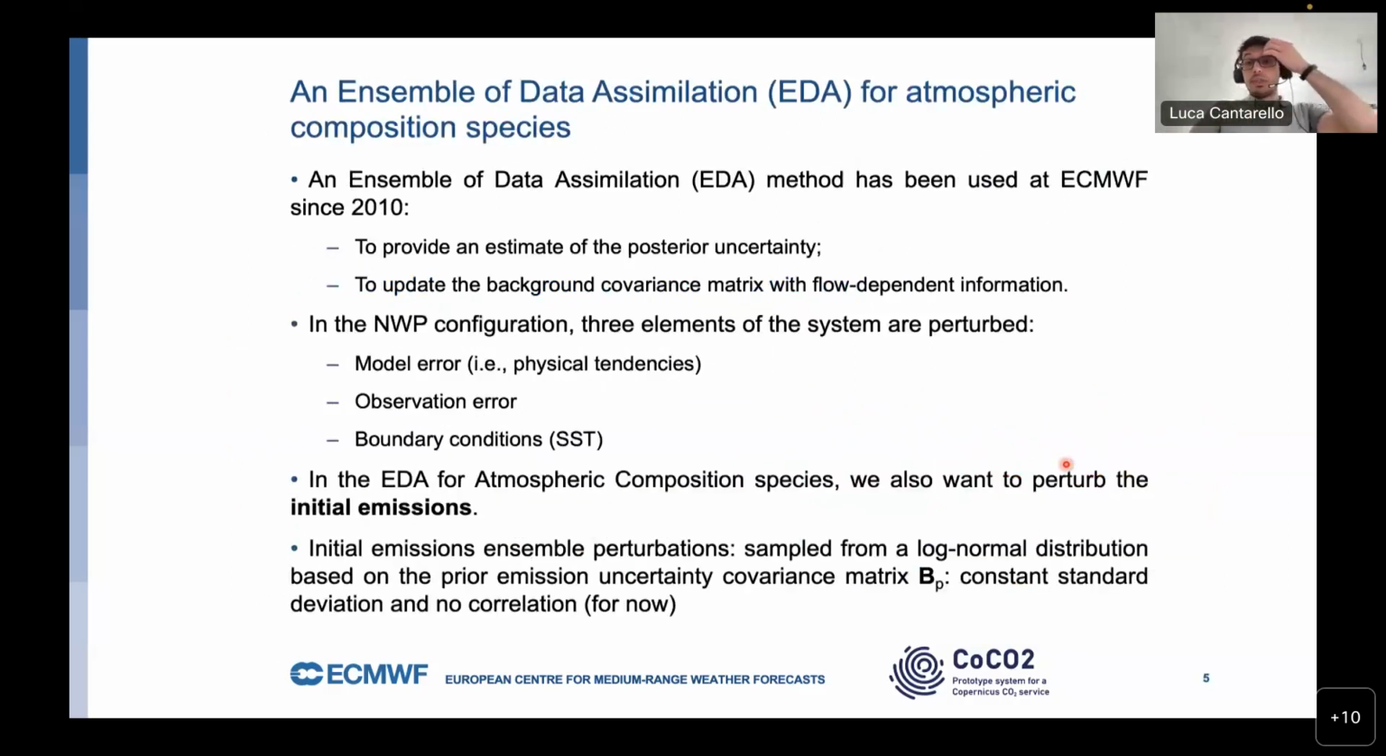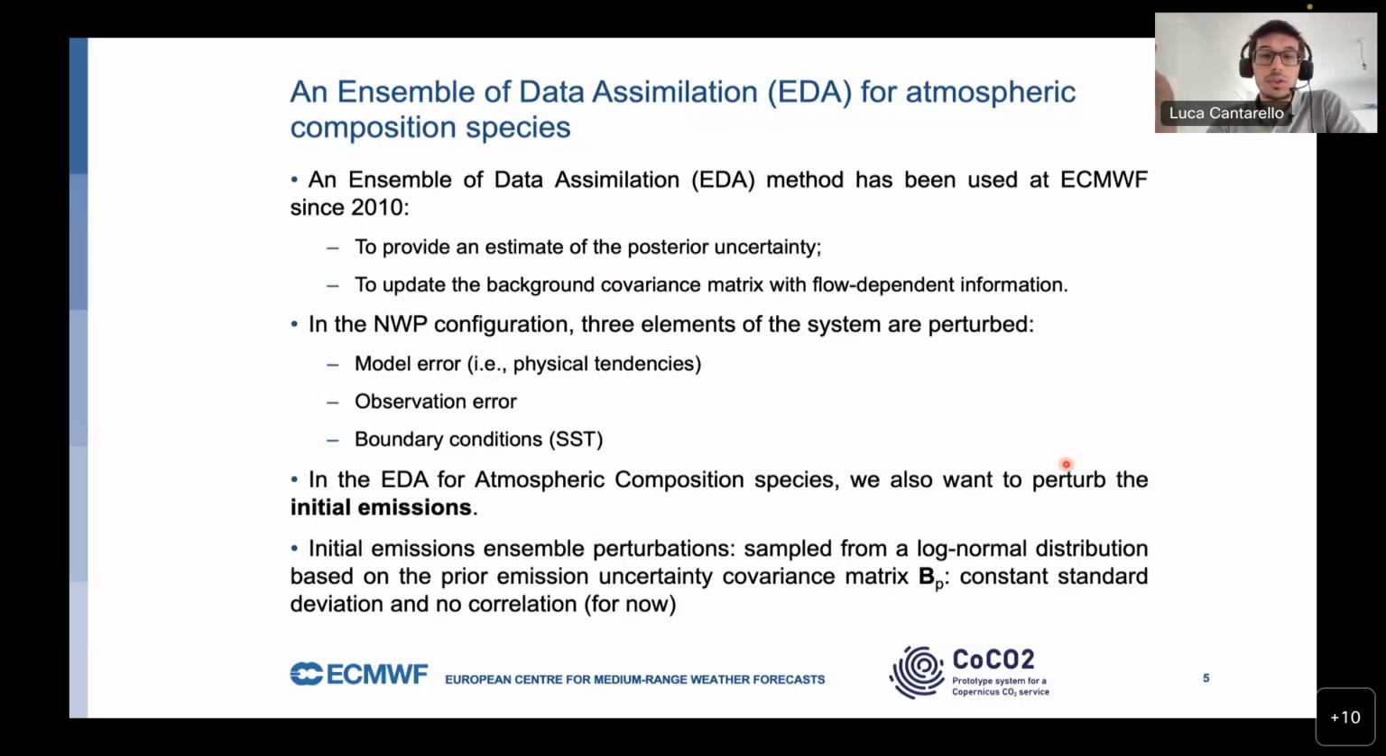And the second bit, as I said, was the data assimilation development: the extension of the ensemble of data assimilation to atmospheric composition species. While the EDA, which is already operational for the NWP, has basically two purposes. One is to provide an estimate of the posterior uncertainty, so to produce an ensemble of analysis. And the other one is to update the background covariance matrix with some flow-dependent information.